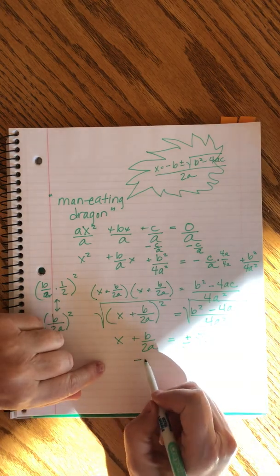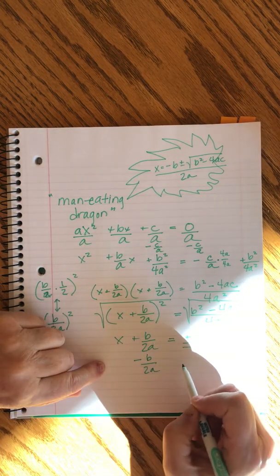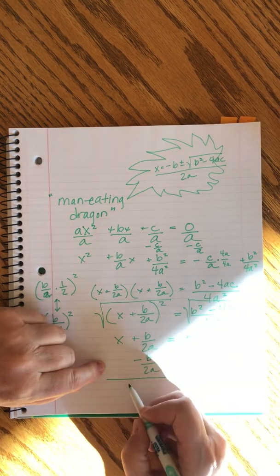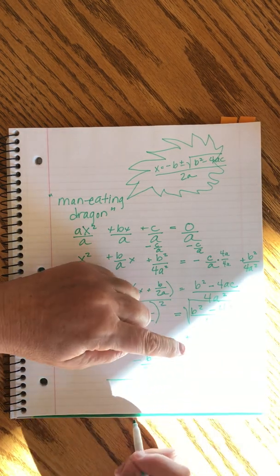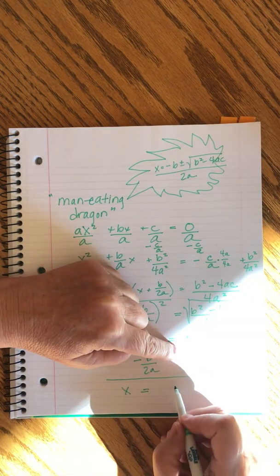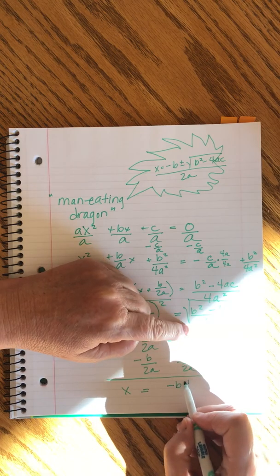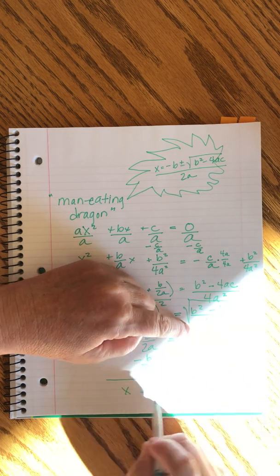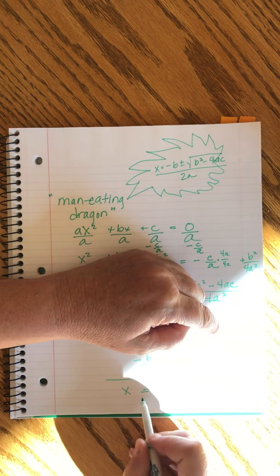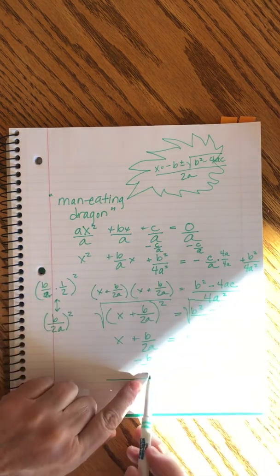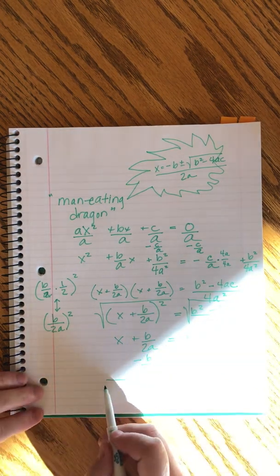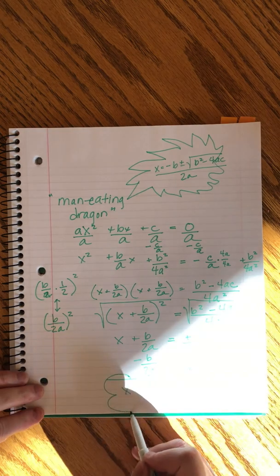Now we subtract this from both sides. And look what we've got. X equals, I'll do the numerators first. Minus b plus or minus the square root of b squared minus 4ac. And the whole thing, matching denominators, is over 2a. That's it, you guys. That is the man-eating dragon.